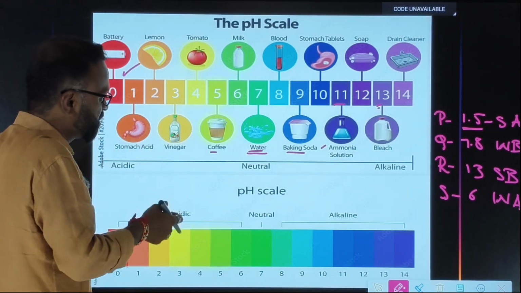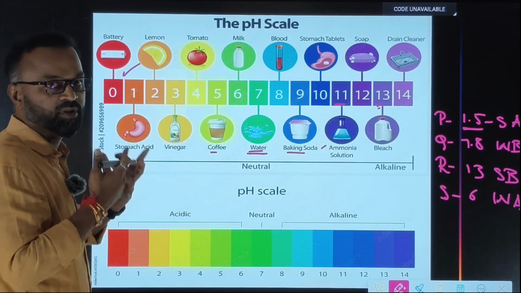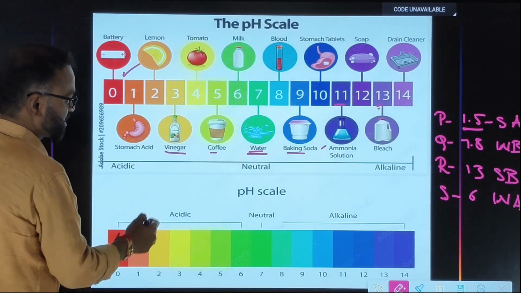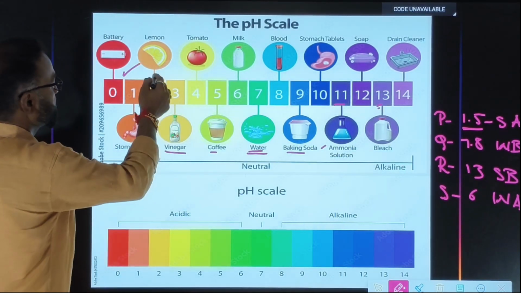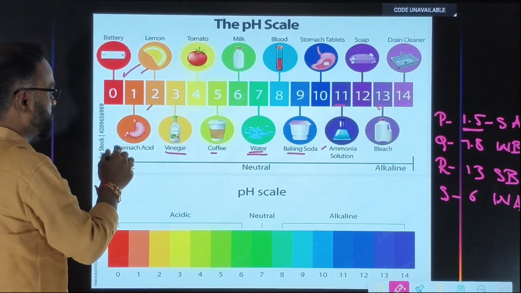That is coffee. It is not juice. Some people drink juice in big tumblers, I don't know. Fine. Vinegar, that is acetic acid, pH value is 3. Then lemon, citric acid, pH value is 2, strong.